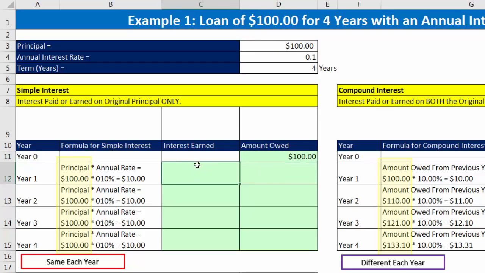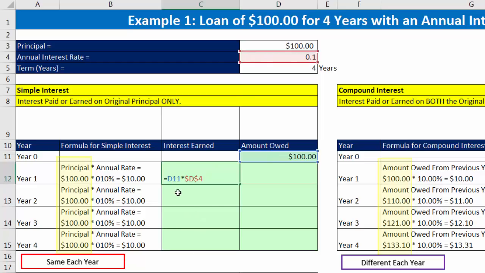Well, we need to calculate the interest. Equal sign, I'm going to click on the $100 times, and I'm going to click up here on D4. That's our formula input for annual interest rate. Now I'm going to lock this with the F4 key because I want to copy this down. But get this, since this is simple interest, we always need $100 as we copy the formula down.